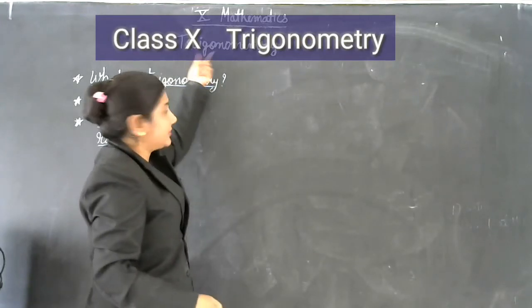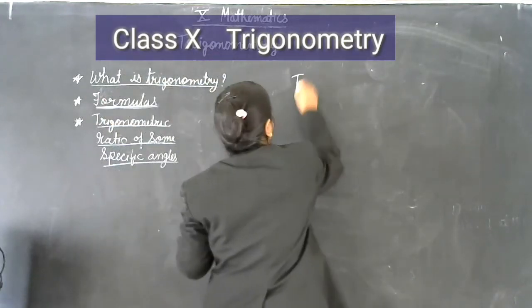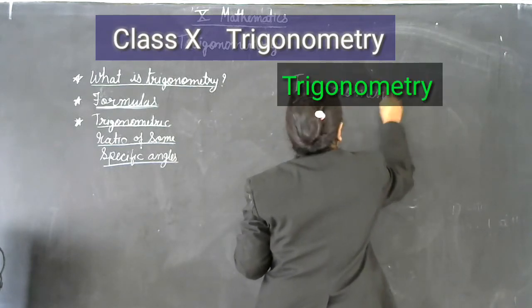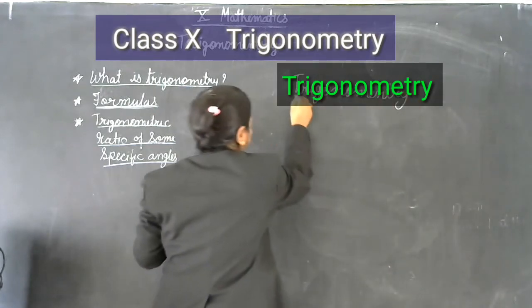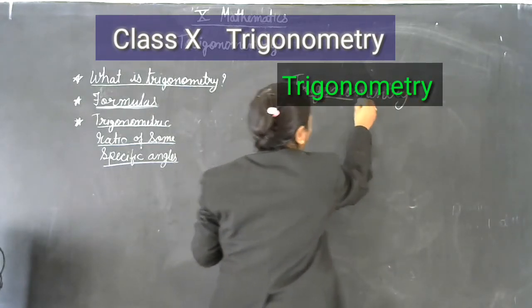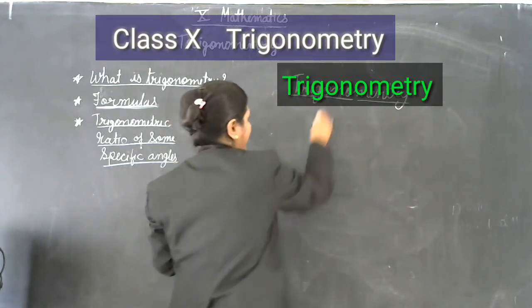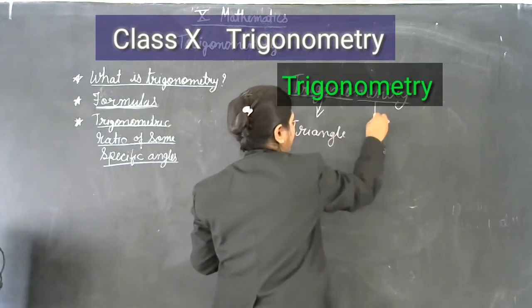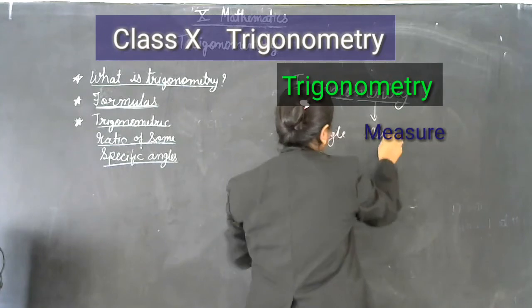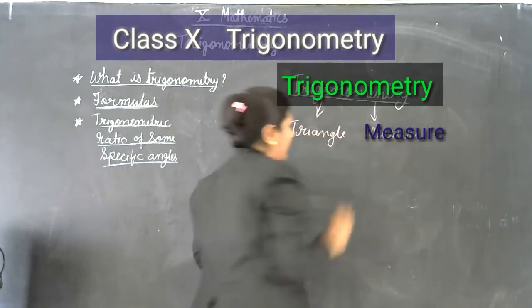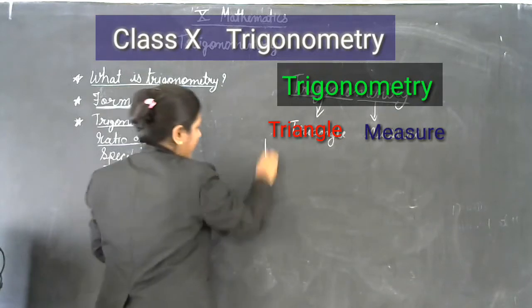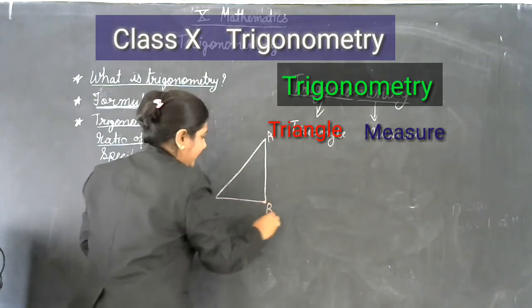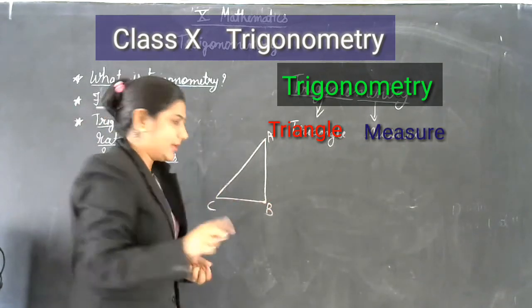So first we discuss what is trigonometry. We can divide this into two parts, trigno and metry. Trigno means triangle and metry means measure. Means in trigonometry, if this is a triangle, a right angle triangle, we apply trigonometry in right angle triangles only.